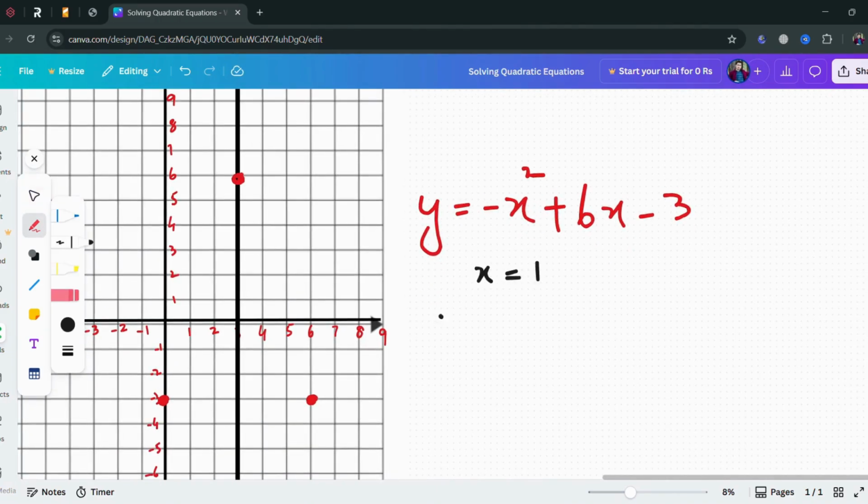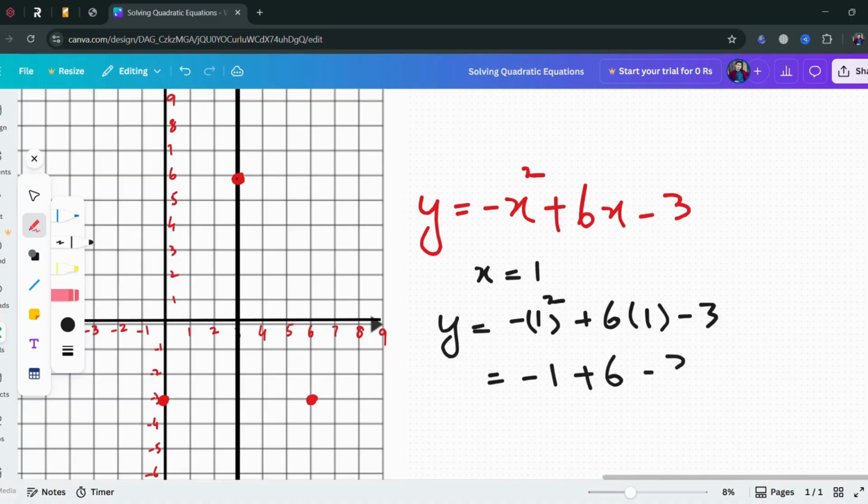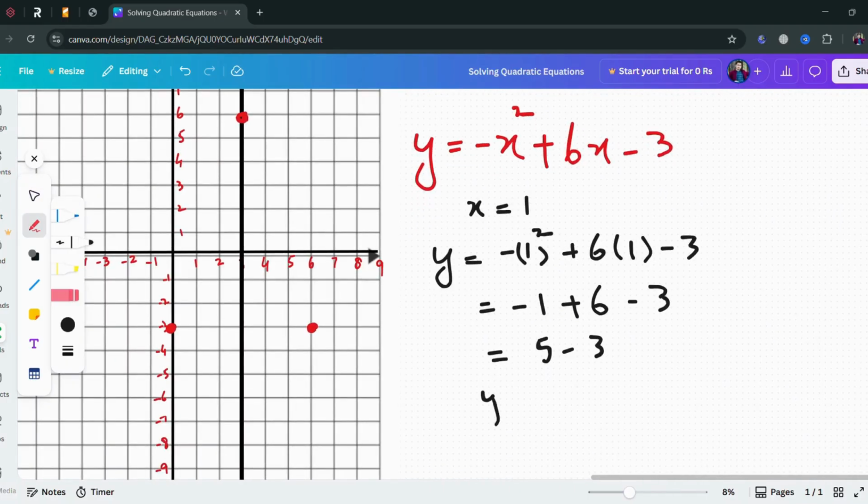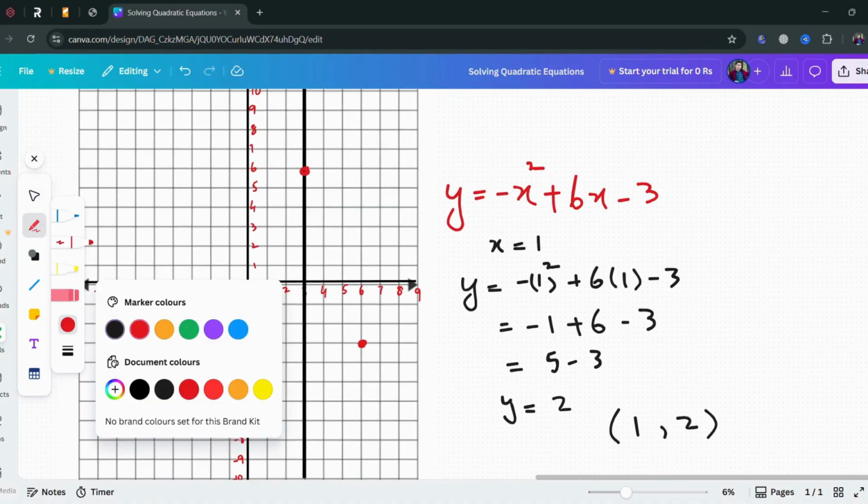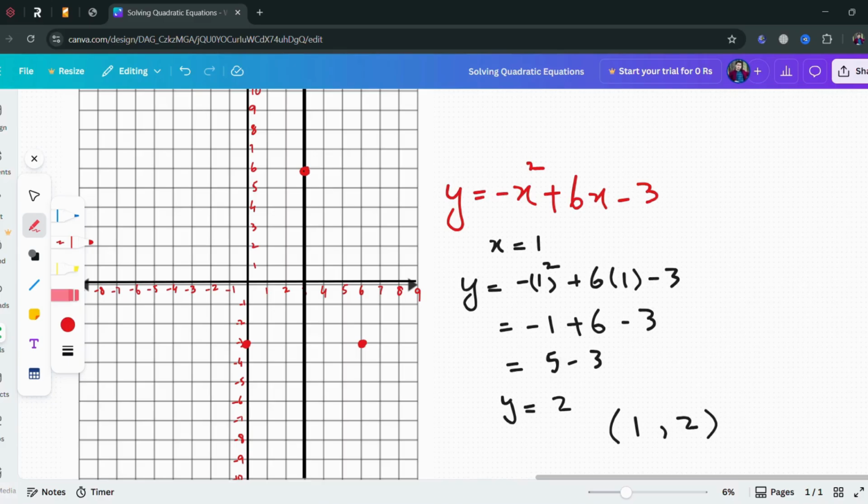So what will happen when I do this? Y is equivalent to minus 1 squared plus 6 into 1 minus 3. So it's equivalent to minus 1 plus 6 minus 3. That is equivalent to 5 minus 3. And y would be equivalent to 2. So it means the point that I've got when x is 1, y is 2, right? So when x is 1 and y is 2, it means the next point should be at this place. Right, so now the next point should be exactly at that place, right?